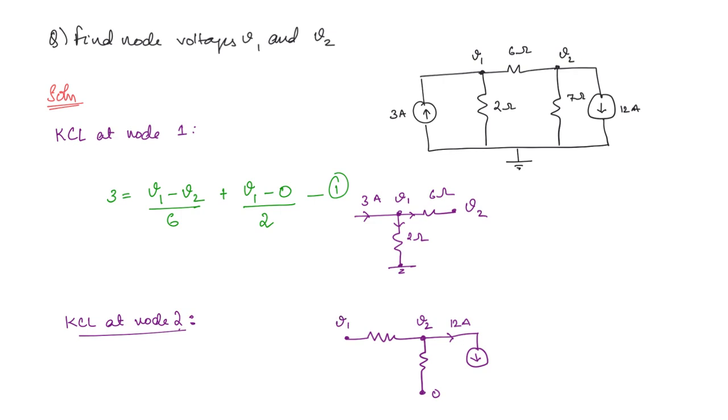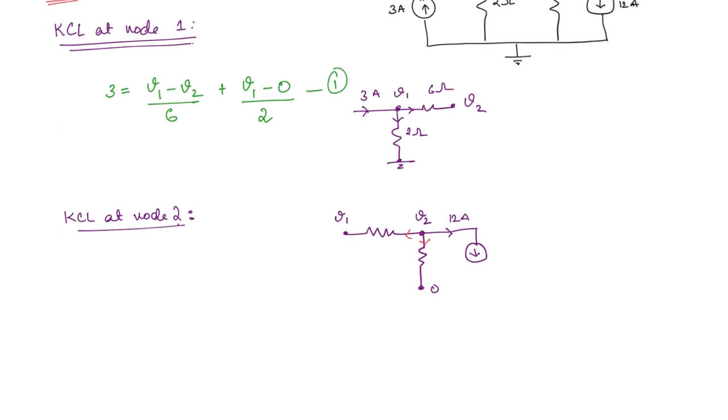Now when we were applying KCL at node 1, we took the currents to be leaving the node. When we are applying KCL at node 2, once again we take the currents to be leaving that particular node. So we will take the current directions like this. Don't get confused. Only for the sake of writing the equation are we taking the direction. The actual direction we will get to know after we complete the nodal analysis.